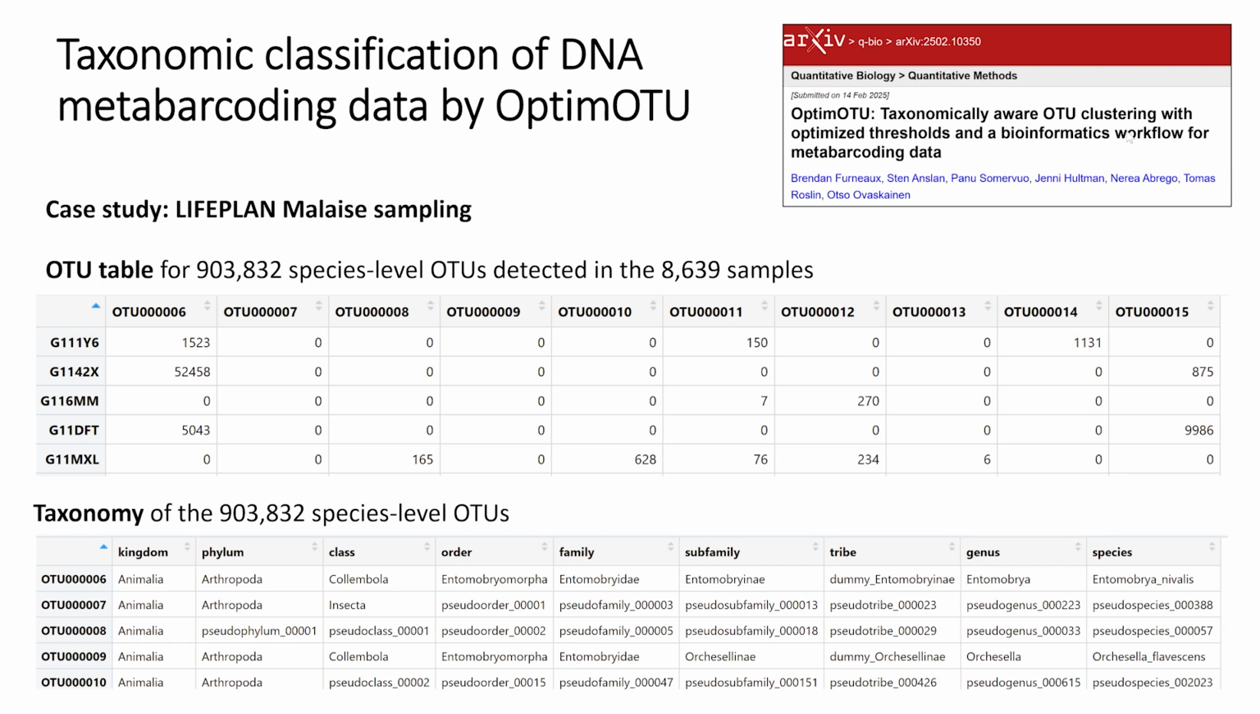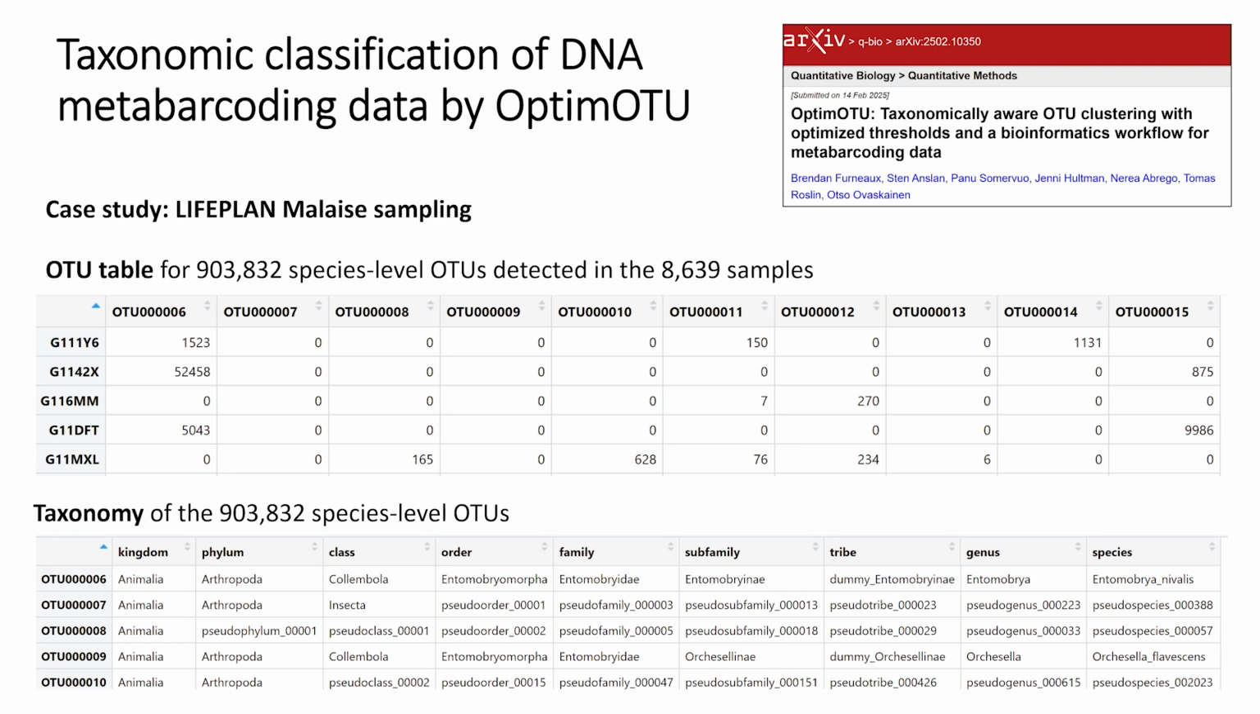So this is a very, very small sample of the LIFEPLAN malaise sampling data. In total, we have in the global data almost 1 million species level OTUs in these 8,000 samples that were available when doing this analysis. So the OTU table is this typical table of which OTUs were detected in which sample. But then what is a little bit more special with this specific Optimotu pipeline is that it yields a full taxonomy for all of those species level OTUs.